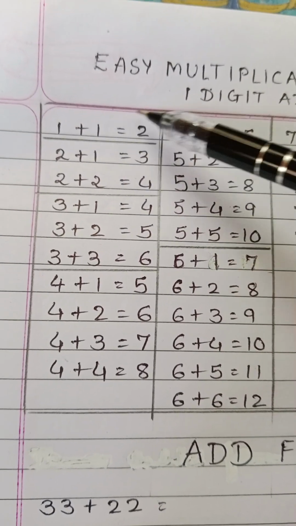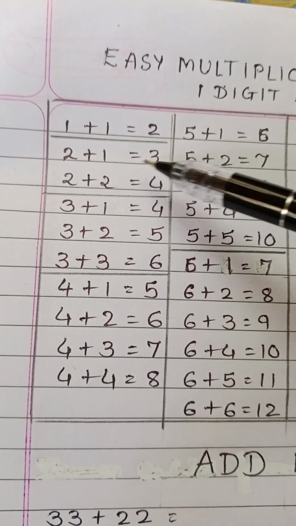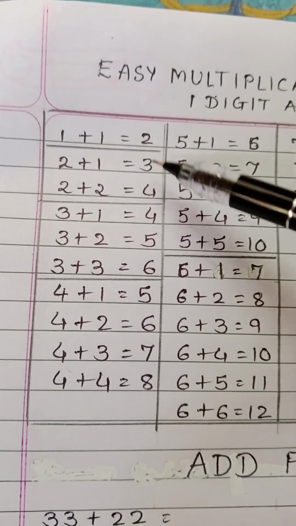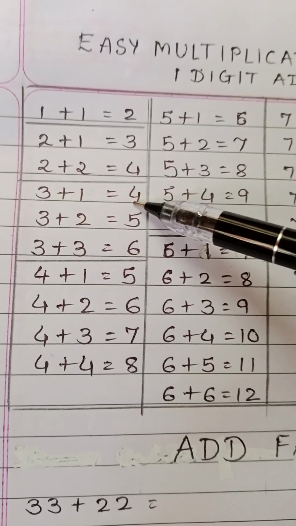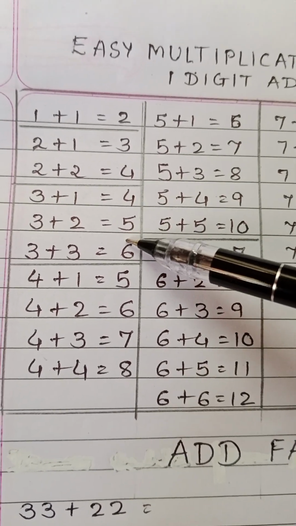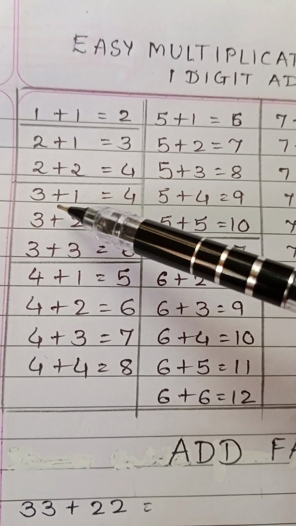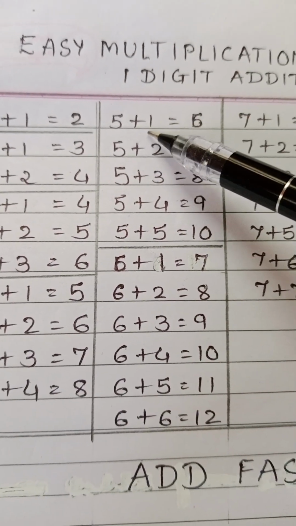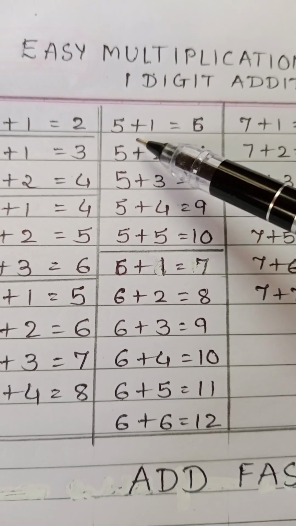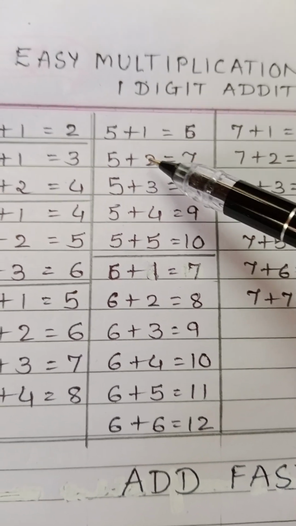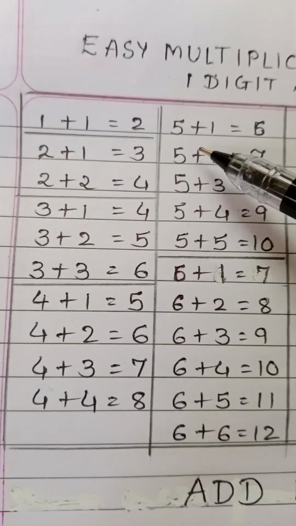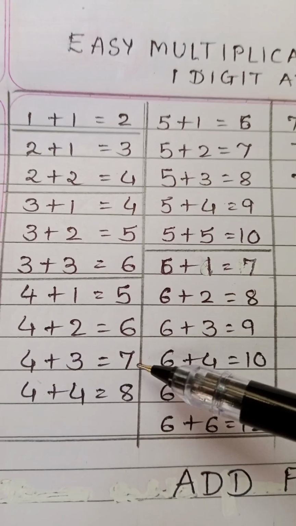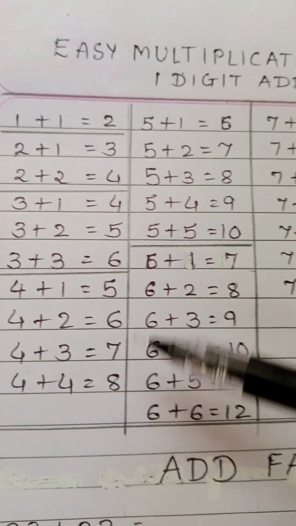See, 1 plus 1 is equal to 2, 2 plus 1 is equal to 3, 2 plus 2 is equal to 4. You have to remember this in a way that you don't have to think anymore for this kind of additions. These are simple one digit numbers and you just have to add 1 or 2 or 3 into it. So 4 plus 1 is equal to 5, 4 plus 2 is equal to 6, 4 plus 3 is equal to 7, 4 plus 4 is equal to 8.